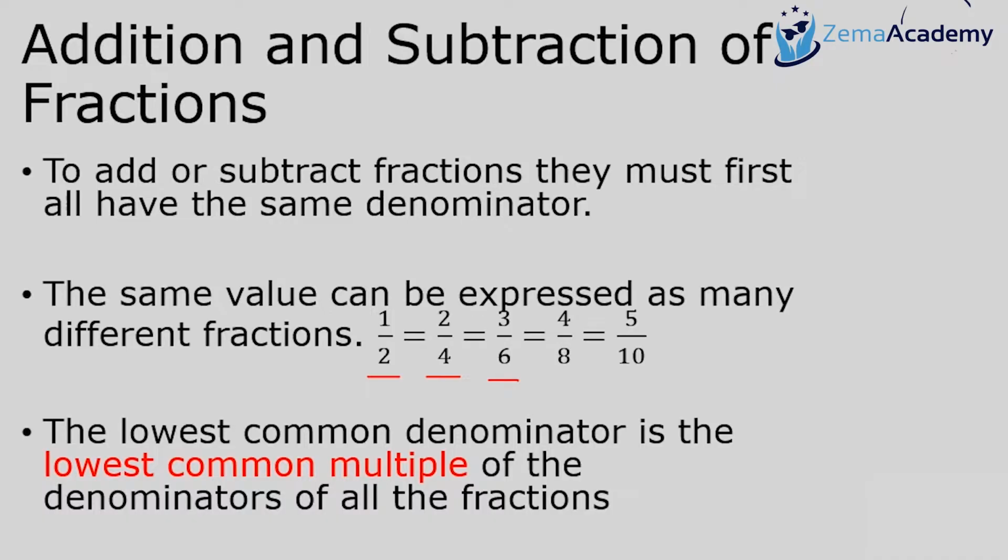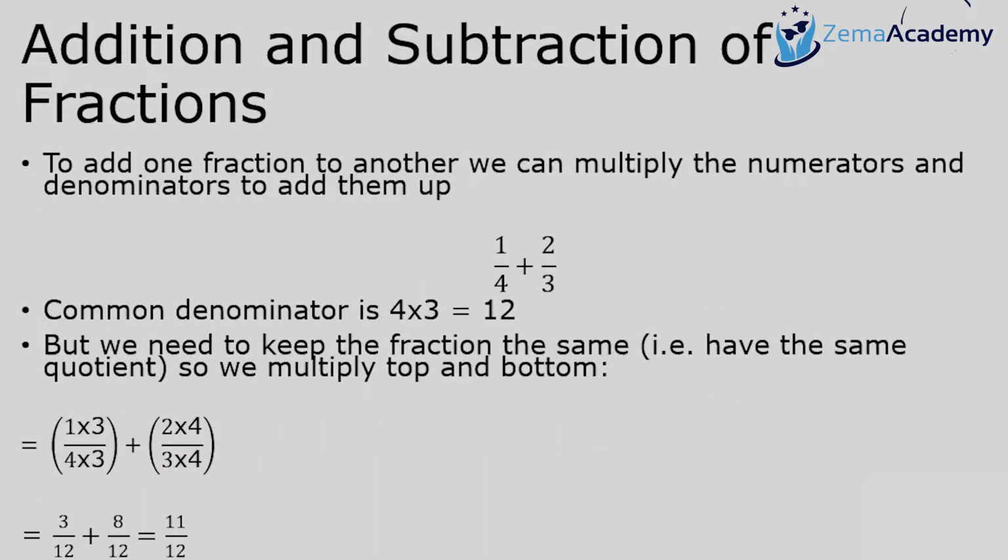Now, to give you a little bit of insight based on what we did a couple of weeks ago, the lowest common denominator is the lowest common multiple of the denominators of all the fractions. So, if you need to remind yourself what the lowest common multiple is, you should go back and have a look at week 1. Now, there are a few different ways of looking at this. If you just want to add up a simple fraction to another simple fraction, there's a really simple way that we can do this to find the common denominator.